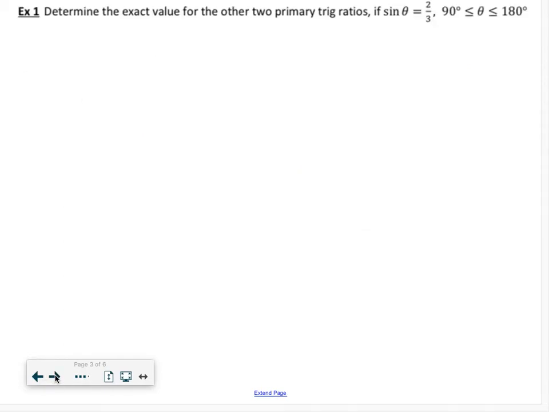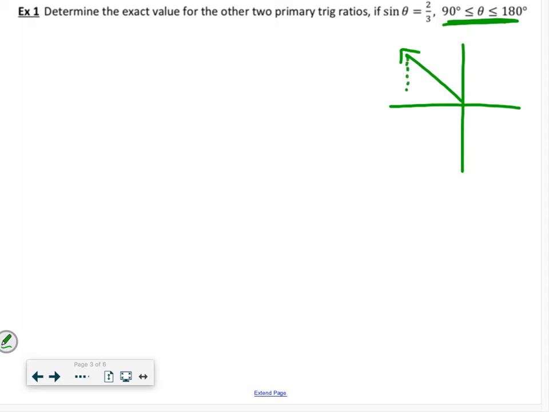All right, so determine the exact value for the other 2 primary trig ratios if sine theta equals 2 over 3, and we're between 90 and 180. So what that tells us first is we're in this quadrant. In that quadrant, both tan and cos are negative. Only sine is going to be positive. So that's going to help us out a little bit.